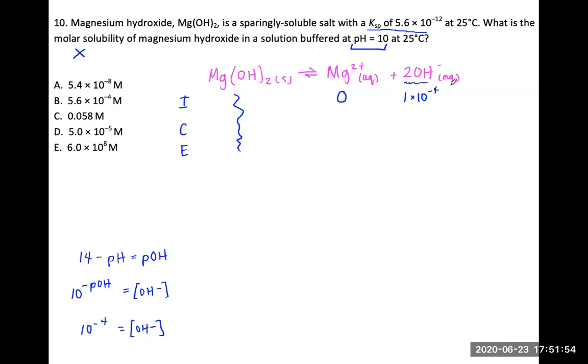And it's being buffered so that it stays at this pH. So whatever change we get in our hydroxide concentration from the solid isn't really going to change that overall concentration. And so what I'm going to do is just go ahead and say our hydroxide concentration is going to be constant.